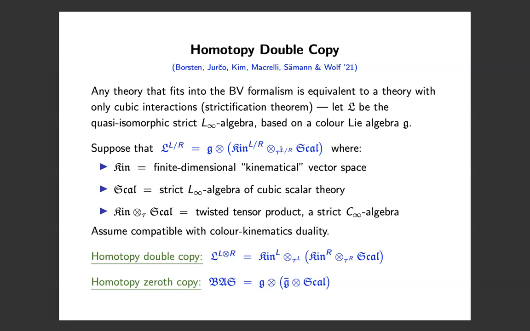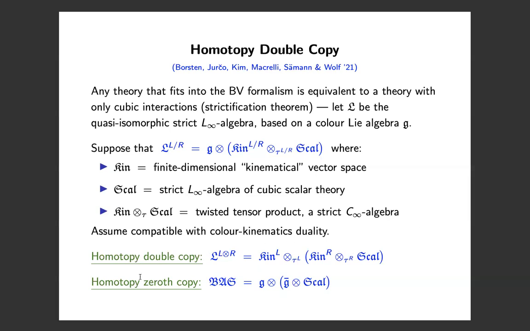But suppose that you have a factorization of this. This factorization is an algebraic incarnation of this color stripping that was used in the double copy. Then what's beautiful about this is that this homotopy double copy prescription tells you that if you have a factorization of this, then the double copy, the homotopy algebra which governs the double copy theory, is obtained by replacing this color factor by another factor of these kinematic vector spaces. So it's given by some twisted tensor product like this. And the claim is this is how you double copy a gauge theory to a gravitational theory.